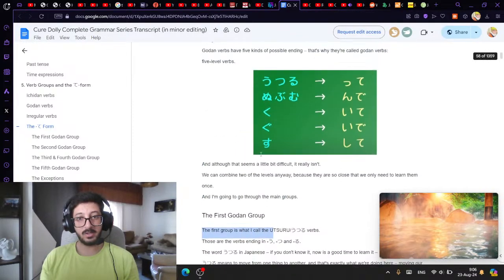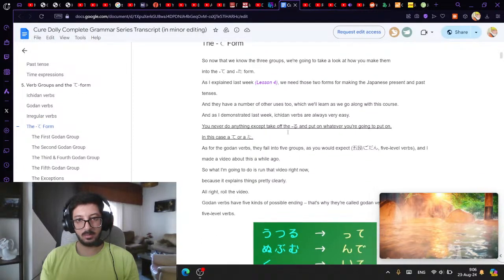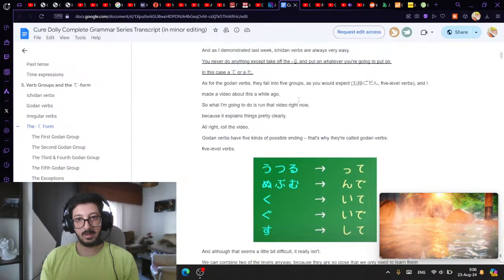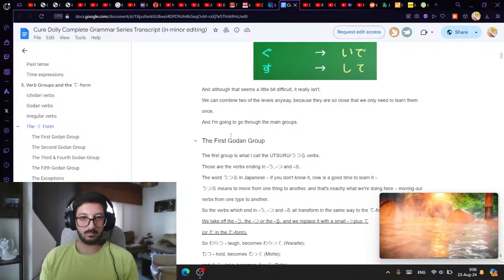For the Ichidan, you just take off the ru and put on te or ta. Te for present continuous, ta for past simple, that's easy. Every Ichidan verb ends with ru. So you just take off the ru and put on te or ta. And for the Godan, it has 5 levels, 5 groups. And now we're going to go through those 5 Godan groups.